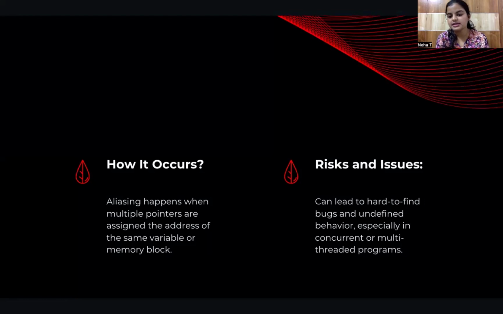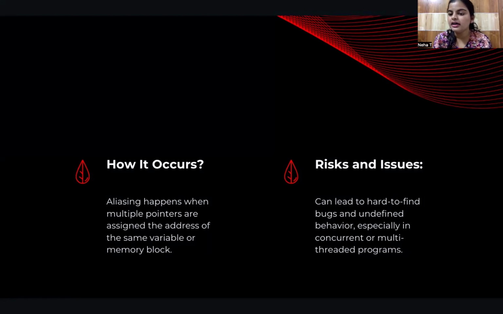Now, how it occurs and the risks and issues will be seen. How it occurs: aliasing happens when multiple pointers are assigned the address of the same variable or memory block. As we saw in the previous example, multiple pointers, that are p1 and p2, were there, but they're accessing the address of the variable x. That is how pointer aliasing occurs. The risks and issues it has: it can lead to hard to find bugs and undefined behavior, especially in concurrent or multi-threaded programming.